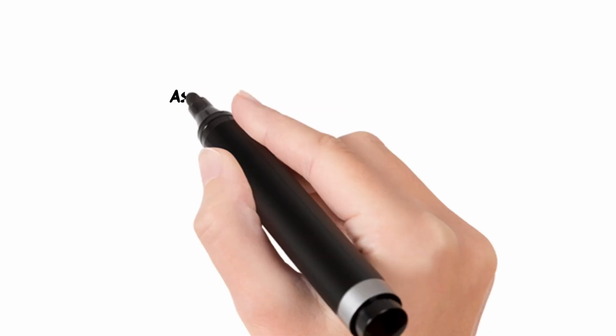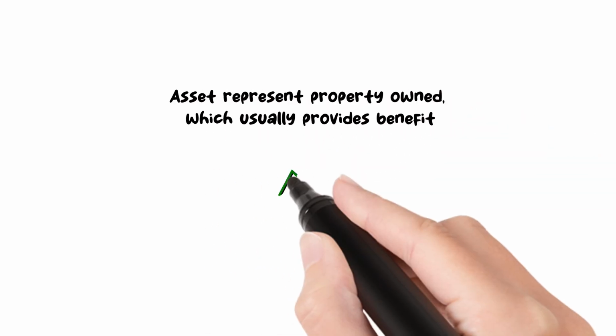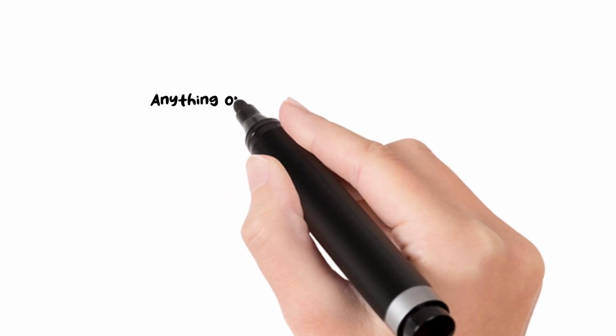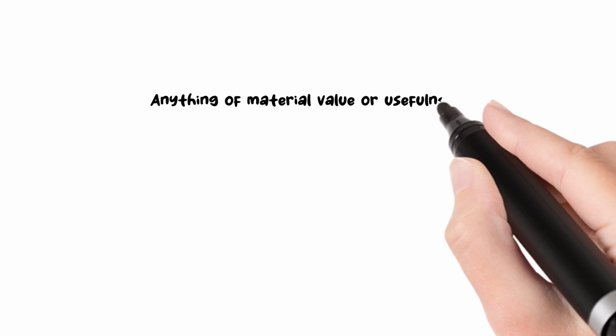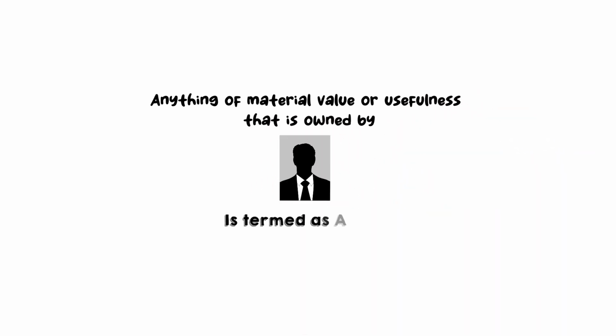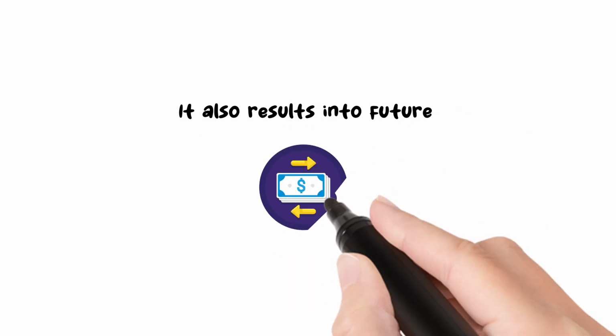Assets. Assets represent property owned, which usually provides benefit in the future. Assets have a debit balance. Anything of material value or usefulness that is owned by an entity is termed an asset. It also results in future cash flows to an entity.